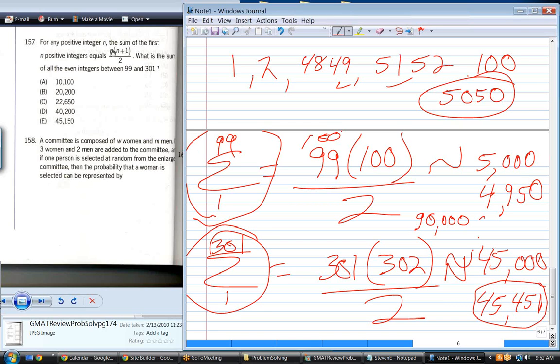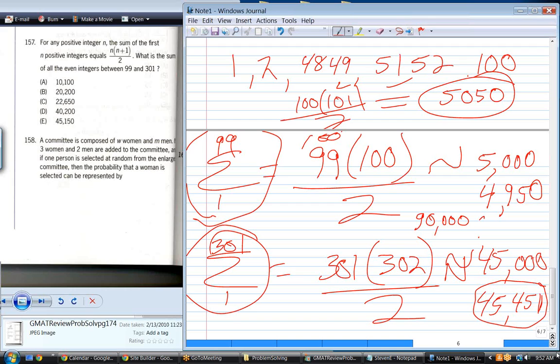And also, if I plug it in there, I get 100 times 101 divided by 2, which is also equal to 5050. Okay, can you explain to me one more time how to use that equation? When I read, for any positive integer n, the sum of the first n positive integers equals n(n+1)/2.